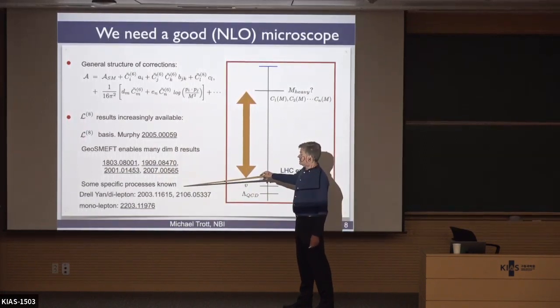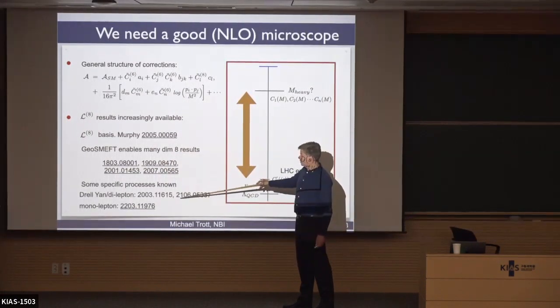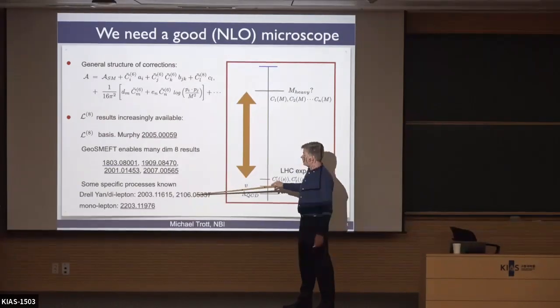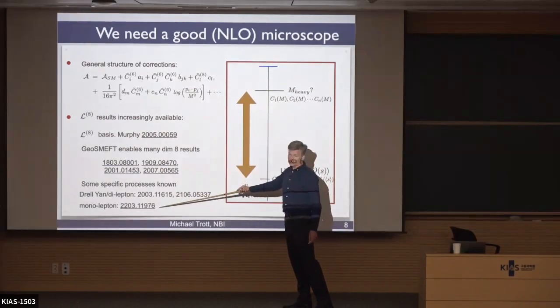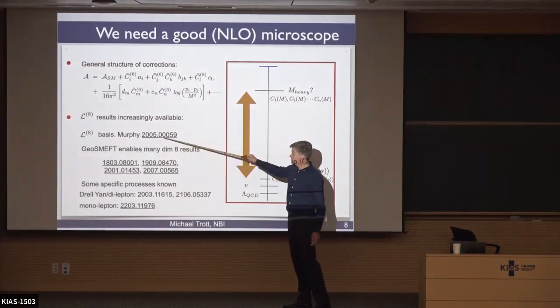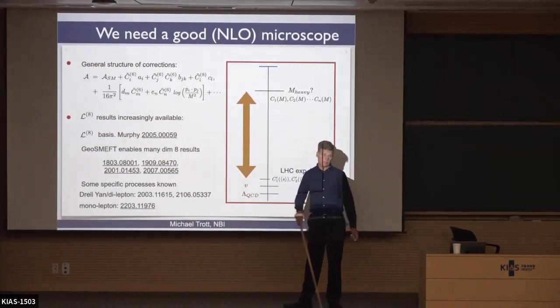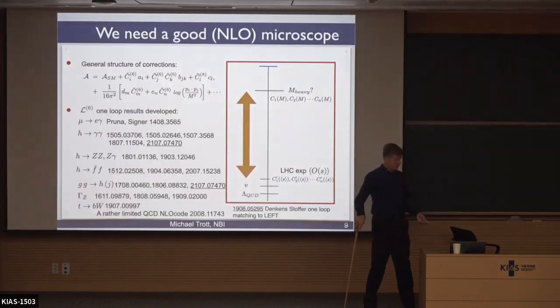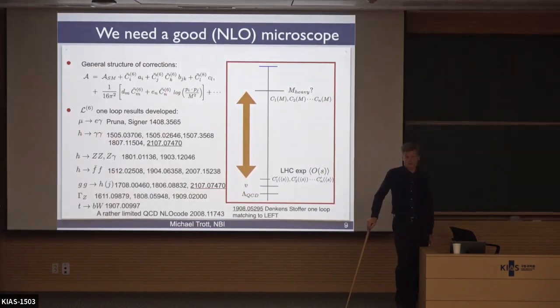And some specific processes, also just with brute force calculation, are known at dimension 8. This is work from people around Argonne, Monolepon, with Martin and Clever, and such. So a bunch of dimension 8 results are coming in the last couple of years because the basis is there and people are pushing in this direction. We know we need to do it. Loops have been going on for many years.